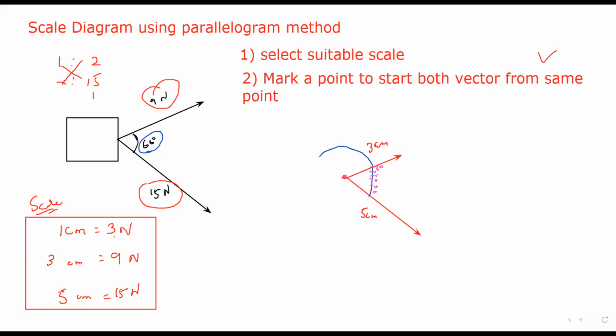So how do we complete a parallelogram? We'll draw a parallelogram, means parallel lines. So what we do, the 5 centimeter is there, so we'll draw another line of 5 centimeter, because we have to complete a parallelogram. So the two vectors are there. We'll draw another line of 5 centimeter, and parallel to the 3 centimeter, we'll draw another line of 3 centimeter to make a parallelogram. Is it clear? The second part. Then we complete a parallelogram.